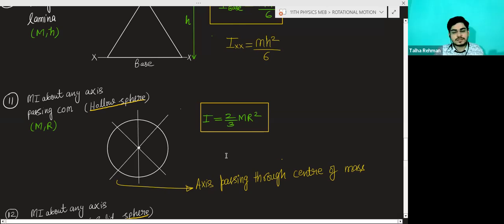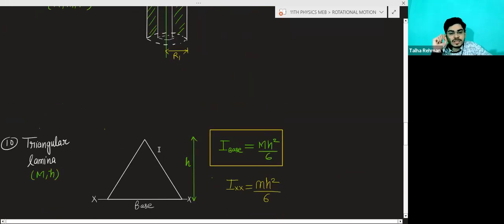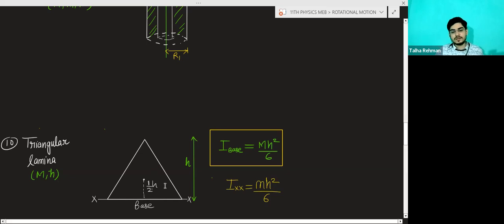Suppose, for example, this is a triangle. For this triangle, the center of mass will be at a height of 1 by 2 of h. But if you are saying the geometrical center, in this case the geometrical center will also be there because this is a symmetrical body.